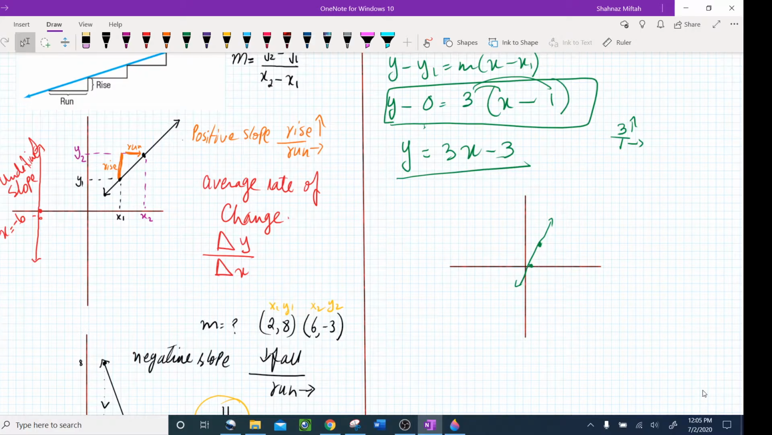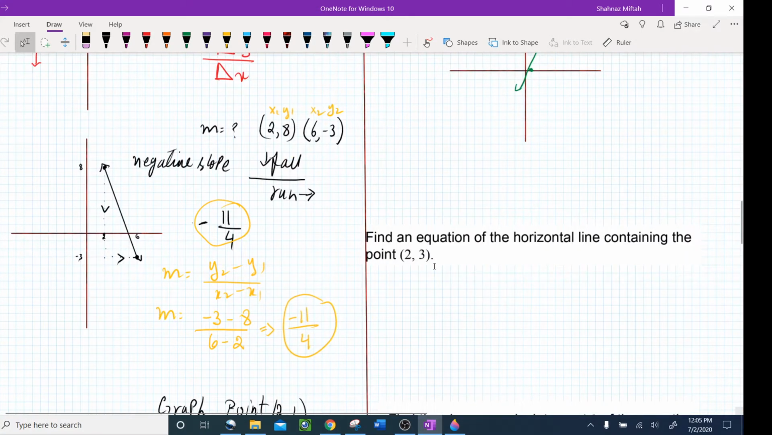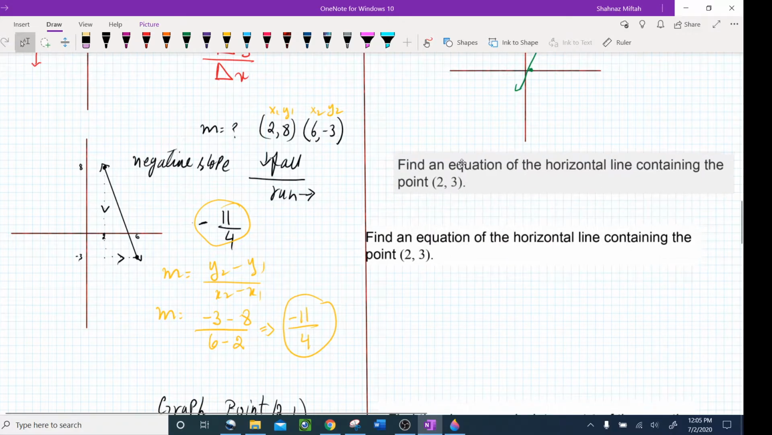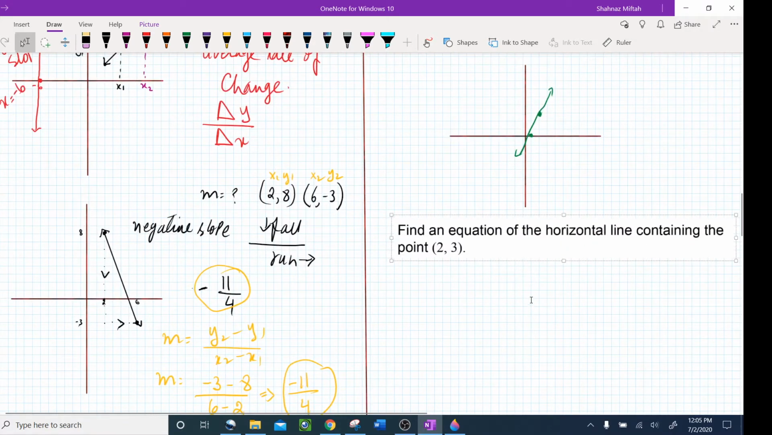Okay, so let's try another example. Find an equation of the horizontal line containing the point 2, 3. And since you can tell, they said horizontal line, right? So let's use a different color.